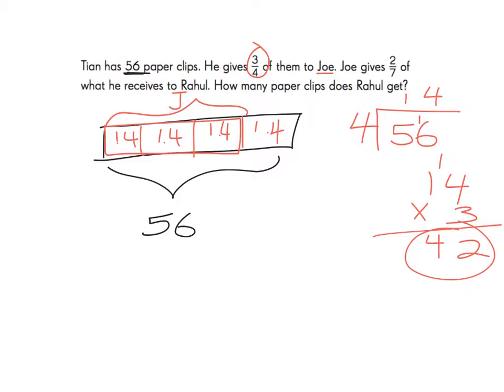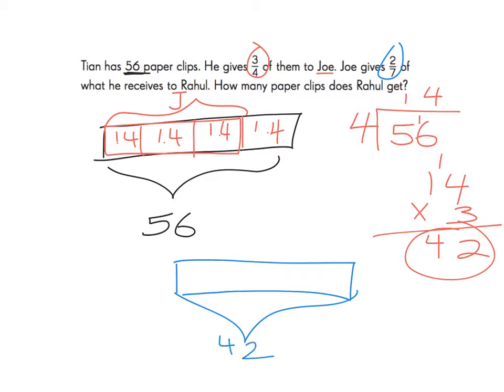Okay, but let's look at this second sentence. Joe gives 2/7 of what he received to Raul. I might even draw a new bar model. Here's just Joe has 42 now, and he gave 2/7. I'm going to divide this new bar into 7s. 1, 2, 3, 4, 5, 6.